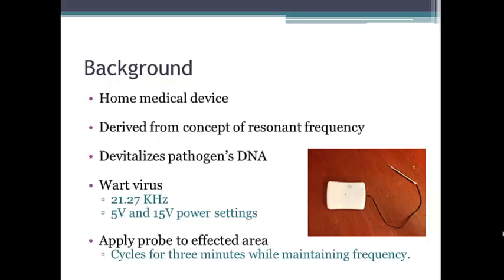So what this product does is it runs a 21.27 kilohertz frequency through the body at two different power levels chosen by the user of 5 volts or 15 volts for 3-minute cycles. Now, how this works is you grab the device with one hand and the probe with the other and apply the probe to the affected area, and then it runs a 3-minute cycle while maintaining this frequency.